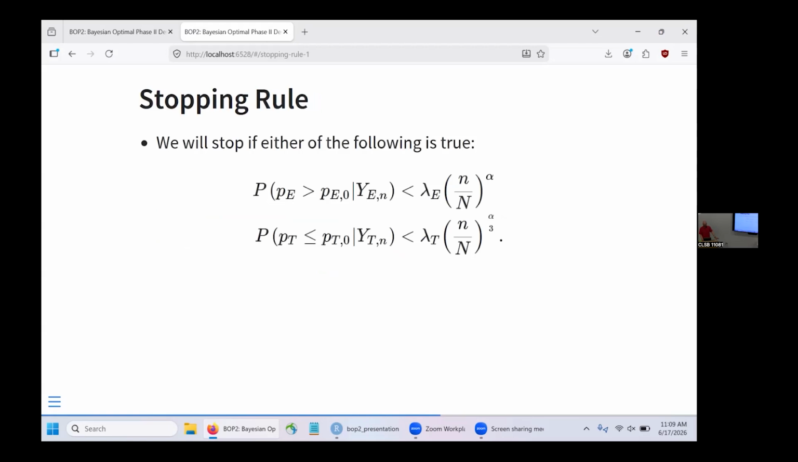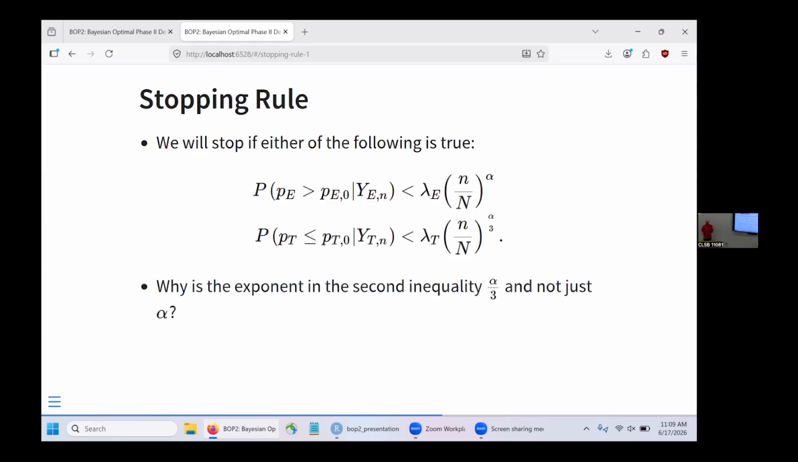All right, stopping rule. We're going to stop if either of these is true. So if P sub E, the probability of efficacy, is low, or if P sub T is high. I don't know why this is not showing up. The exponent for the second threshold should be a fraction, alpha over 3. I don't know why the fraction bar is not showing up.